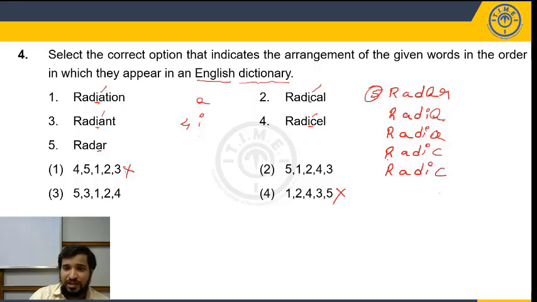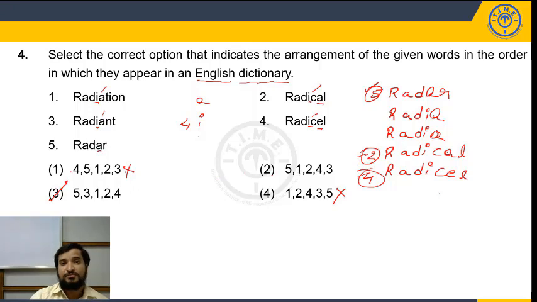Now if you observe the last two, either it should be radical or radical. What is the sixth letter we have? A and E. When we say English alphabetical order, first we have to get A, that is radical. The last one should be radical, that is 2, 4. So starting with 5 and ending with 2 and 4, in which choice do we have that? That is choice 3.